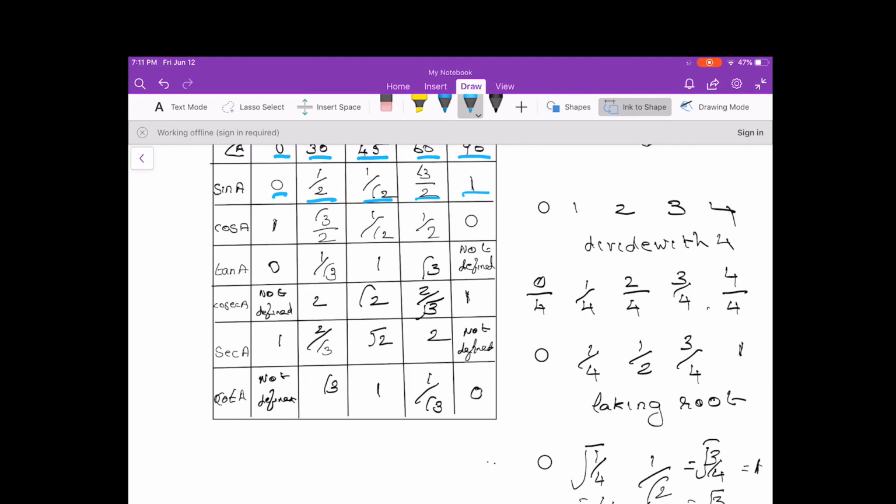From the next video, I'll do the sums related to this trigonometric ratio table.